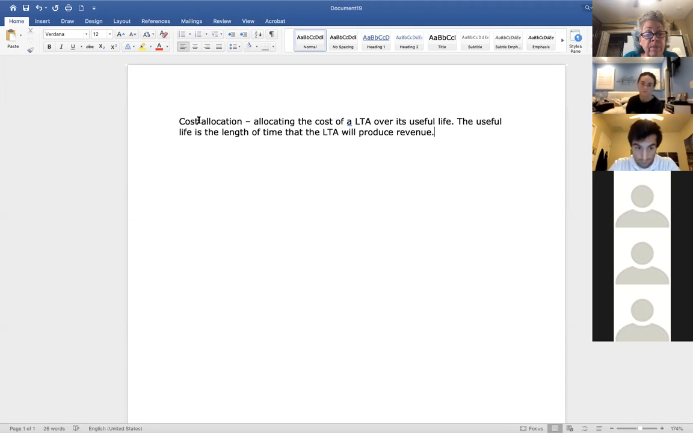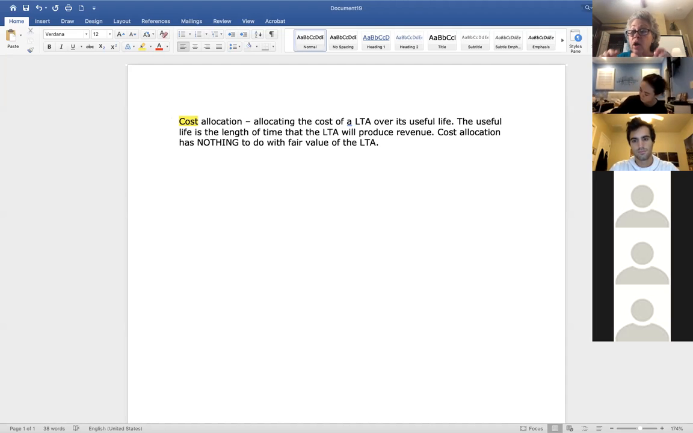So it is very important to remember that this is a cost allocation. Cost allocation has nothing to do with fair value of the long-term asset, right? Nothing whatsoever. It is simply a cost allocation. It is not trying to reflect what the fair value of the long-term asset is.